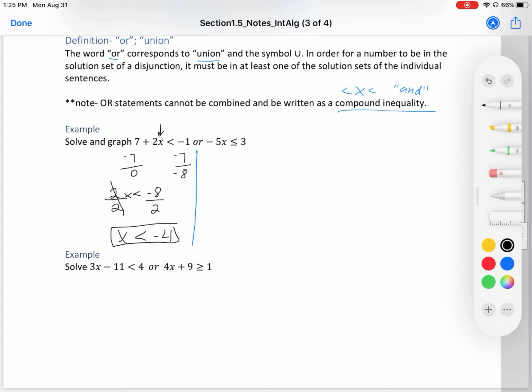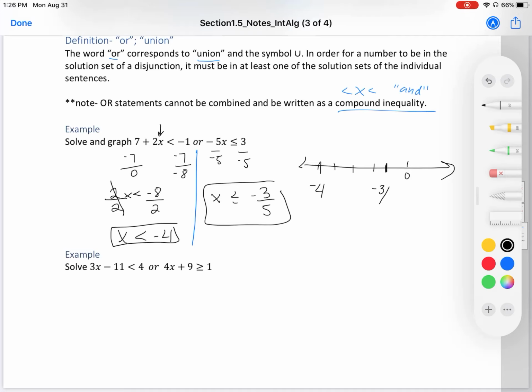For the next one, I divide by a negative 5. Divide by negative 5. I have x is less than negative 3 over 5. That's one of my answers. Let's go ahead and graph them. So I have negative 4, and I have negative 3 over 5. So it's not even 1. So it's somewhere over here. Negative 3 over 5. Let's graph them.